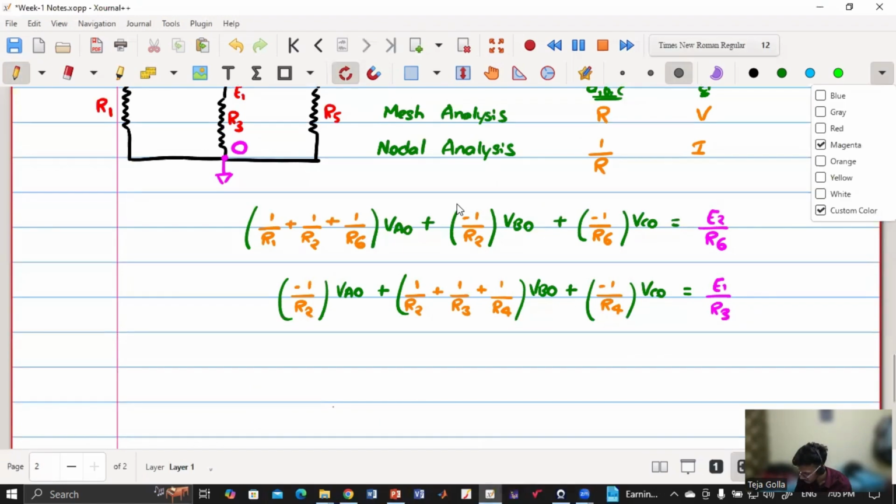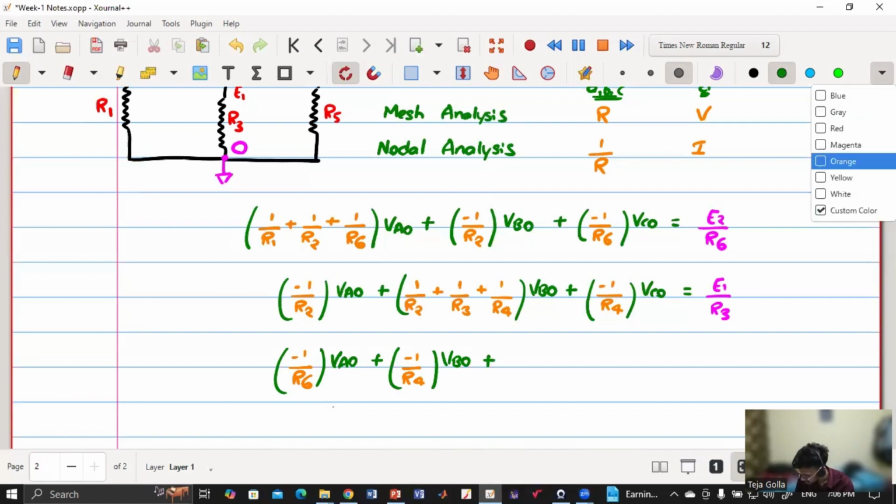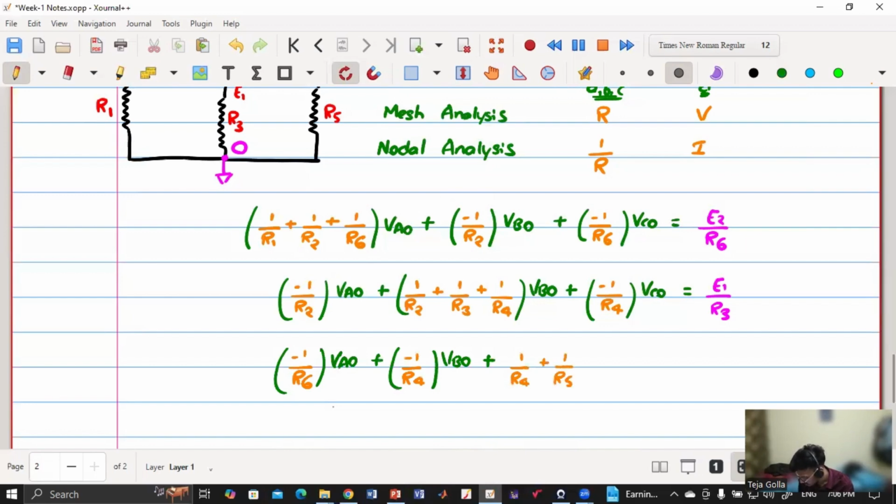So let me write minus 1 by R6 into VAO plus minus 1 by R4 into VBO plus 1 by R4 plus 1 by R5 plus 1 by R6 into VCO.